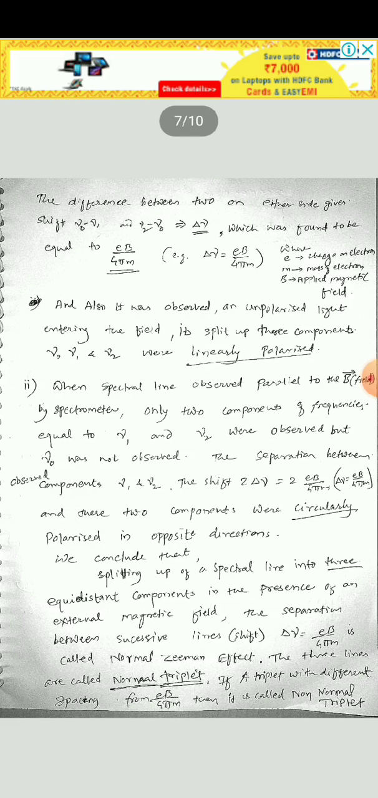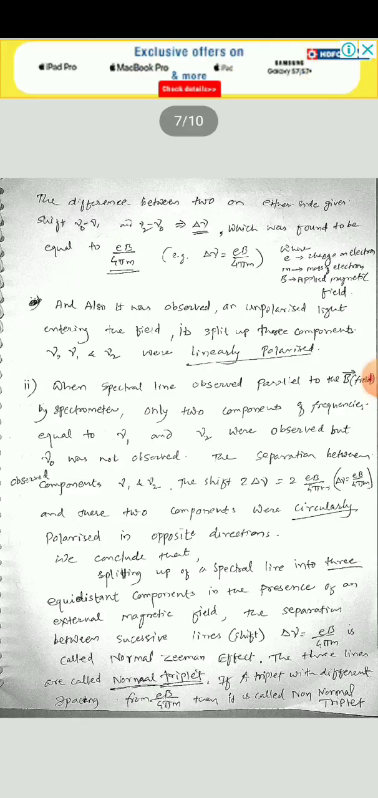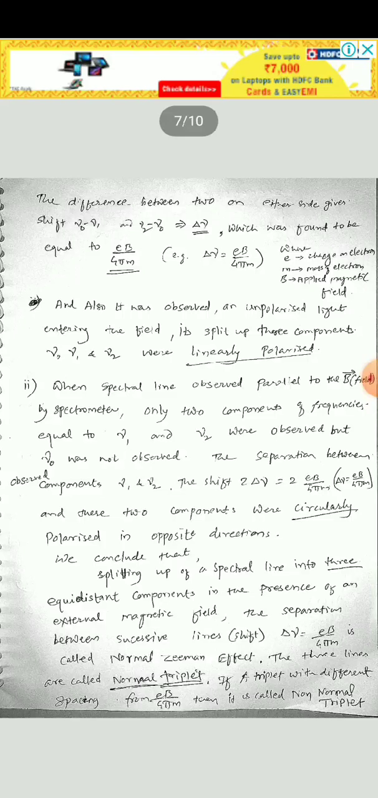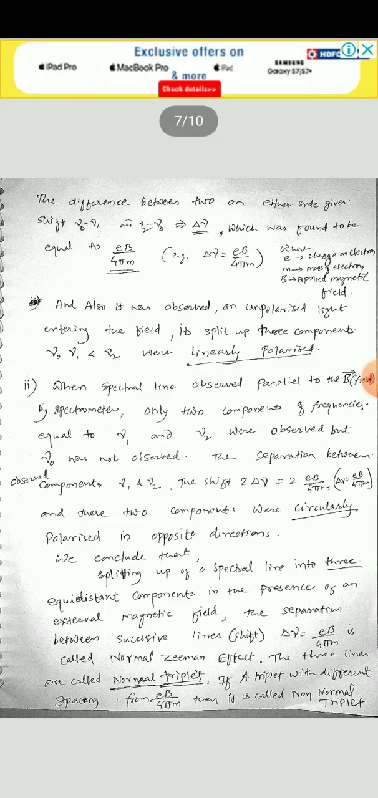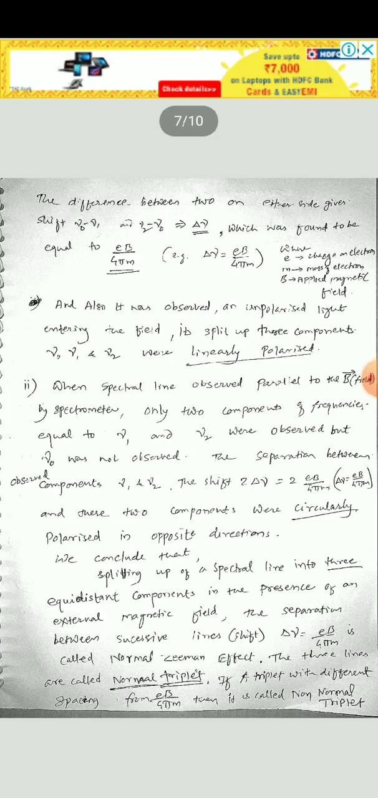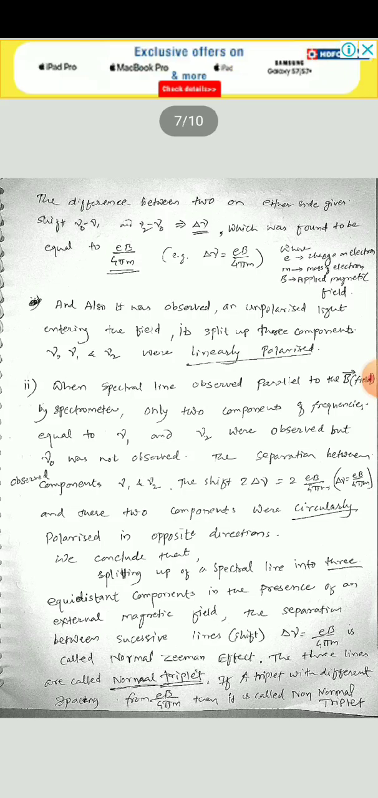Now, the splitting of spectral lines into three equidistant components. The difference between any two successive frequency lines gives equidistance. The separation, or the difference, is the same: nu naught and nu 1 on the left side, nu 2 and nu naught on the right side. So this difference is always equal.